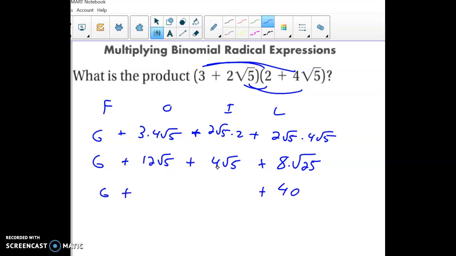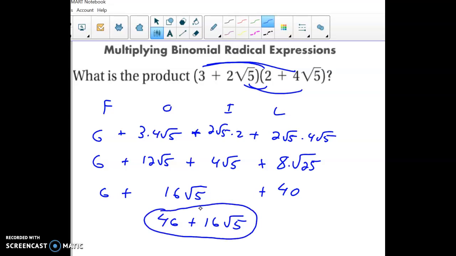And in the middle here, we can add these together. Those are like terms to give us 16 radical 5. Okay, and now the 40 and the 6 becomes 46. So we have 46 plus 16 radical 5. All right, and that's it. So you just got to FOIL, and then when you're FOILing, you can multiply two regular numbers and two radicals. You can't mix and match, right? I can't do 4 times radical 5. There's no way to multiply those. One's a radical, one's a regular number.